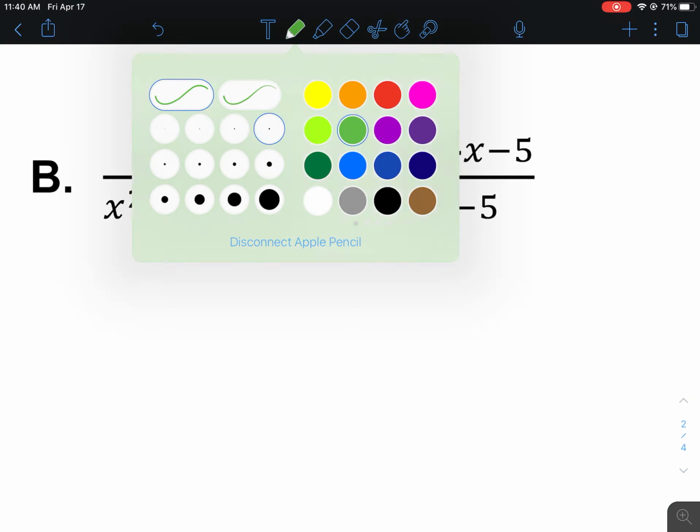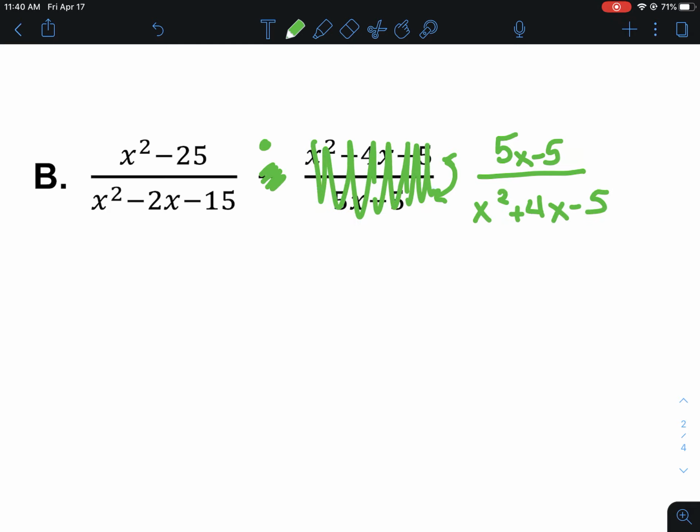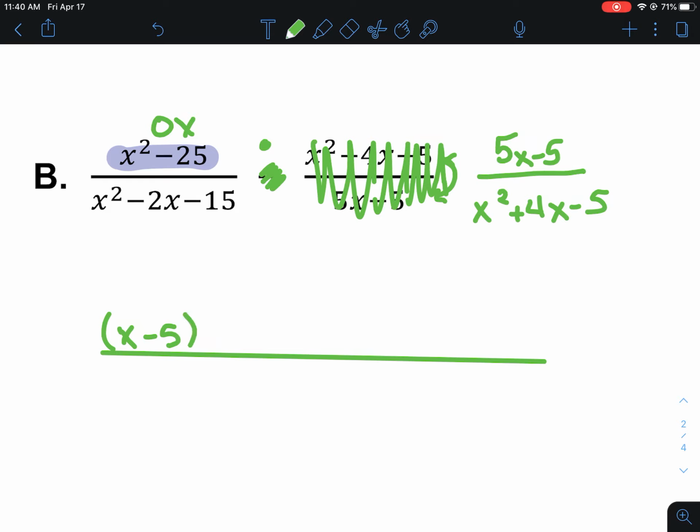All right, and then finally for B, I'm going to change this to multiplication, and I'm going to flip these. I'm going to just cross that out so I don't accidentally use it. All right, so that first one, again, that's what we call a difference of squares. What multiplies to give us negative 25 that adds to give us 0 is negative 5, positive 5. I have a GCF here. I can take out a 5, and I'm left with x minus 1.